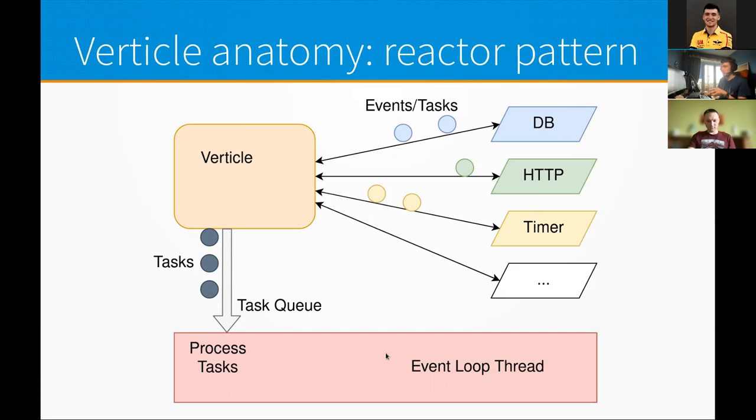The rules are pretty simple. All your code always executes on a single thread, on the event loop thread. Multitasking is achieved by how Vertx puts tasks into a queue, and that is executed by the event loop thread.